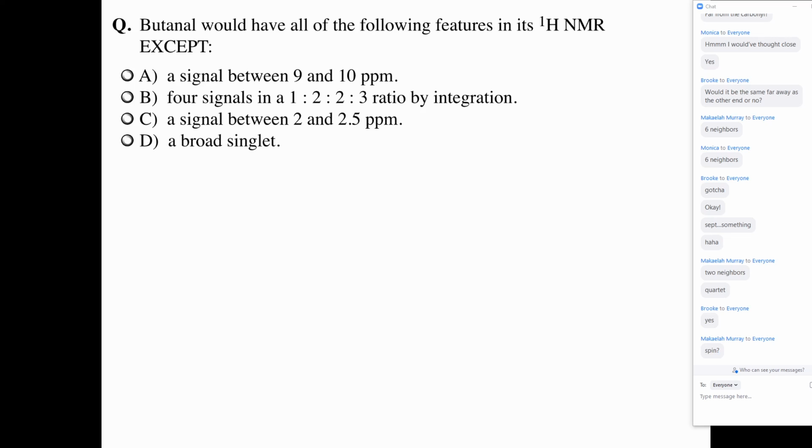Okay, what is butanol now? Butanol is how many carbons?